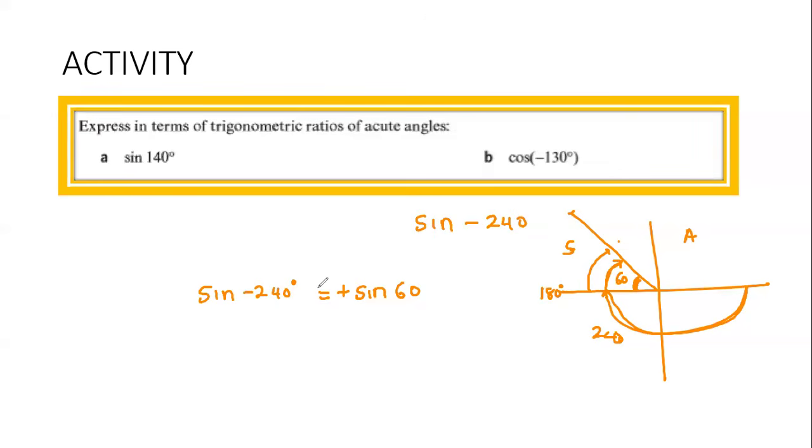Are you getting it? Yes, sir. So when you place sine of negative 240 and the sine of 60, you'll get the same thing. Okay, thank you, sir. Members, I hope you are getting it. Your reference angle will always be positive, no matter the direction you are taking. But the quadrant where it falls will determine the sign of the trigonometric ratio.